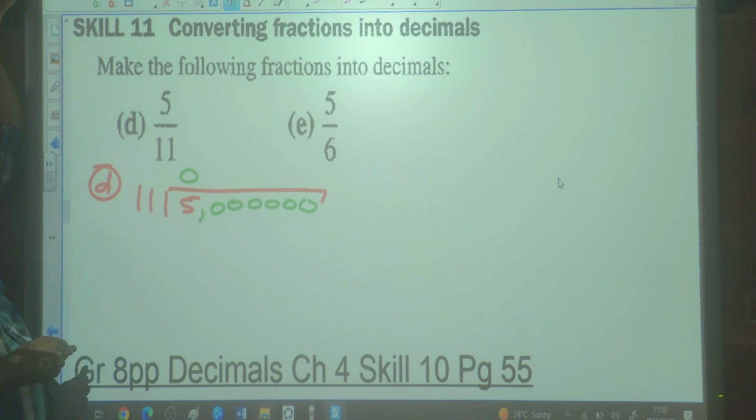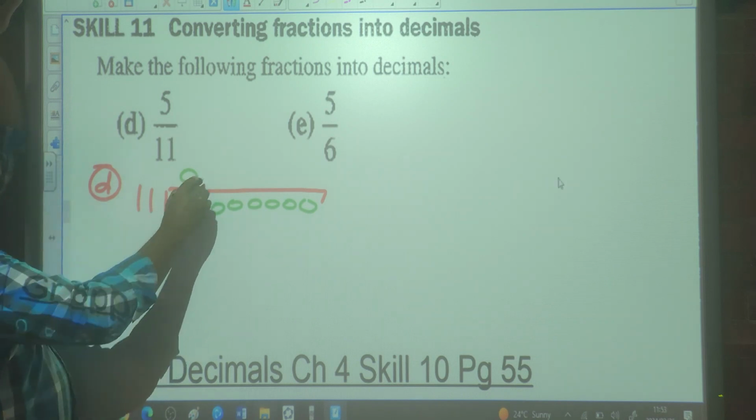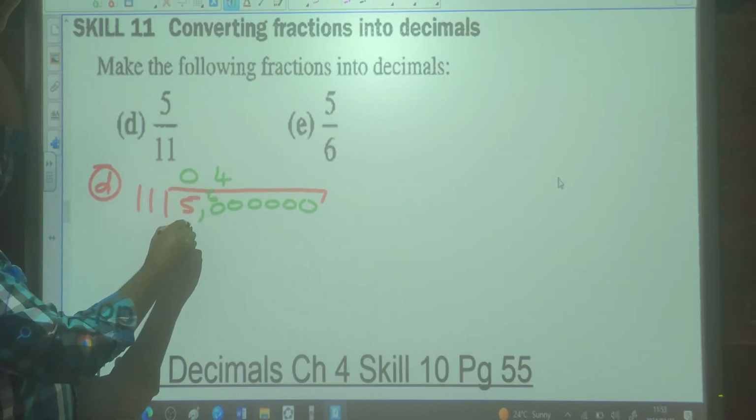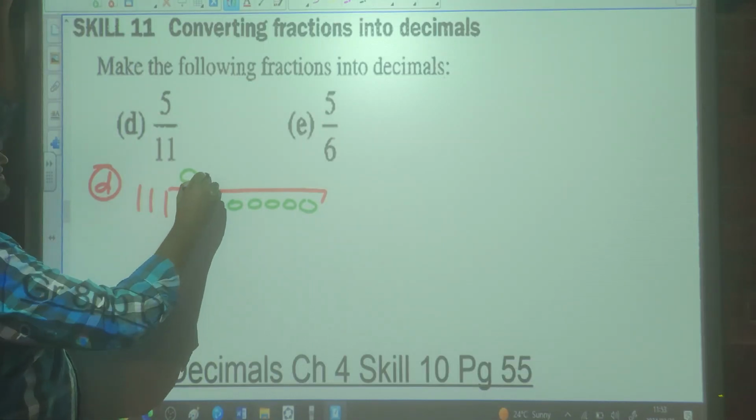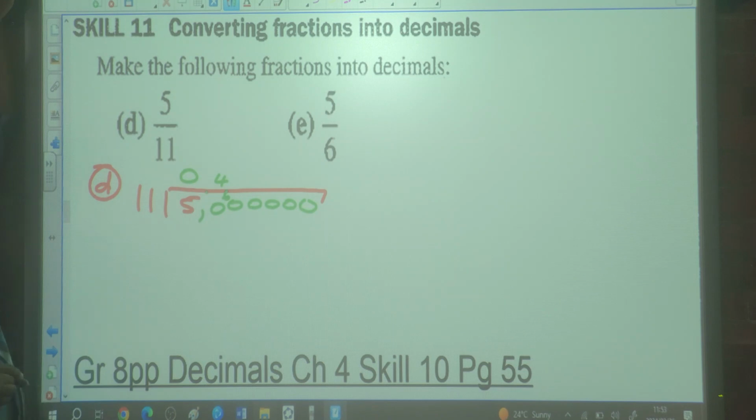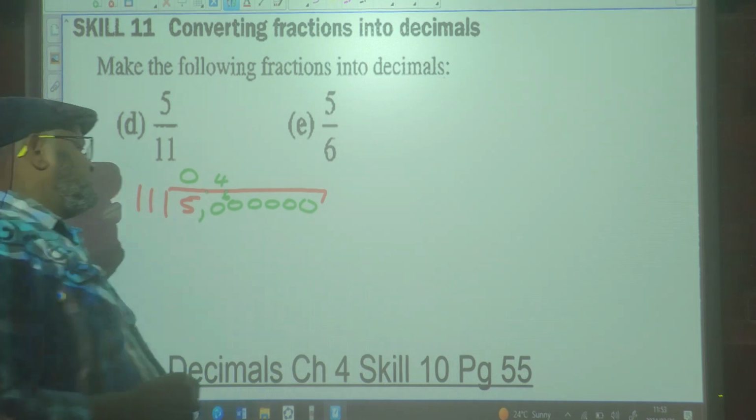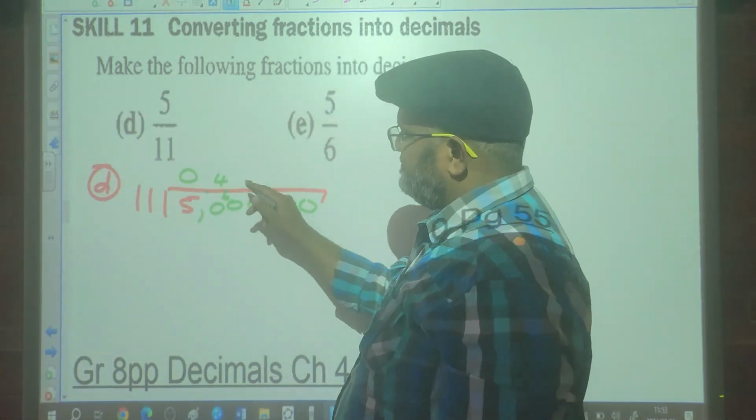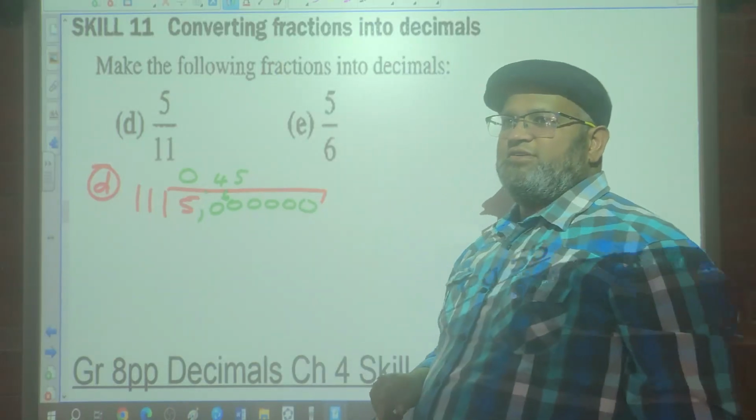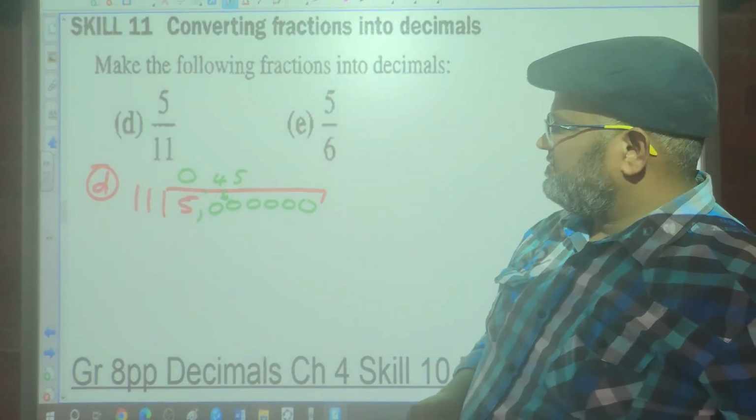They can't go into 5. How many times does 11 go into 50? 4. No, it's 44. How much remaining? 6. There's 4 remaining 6. How many times does 11 go into 60? 5. Which makes it 55. Remainder? 5.